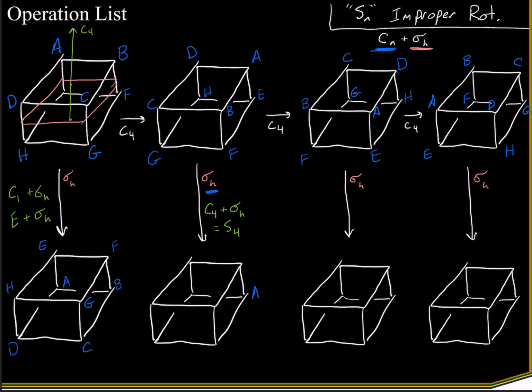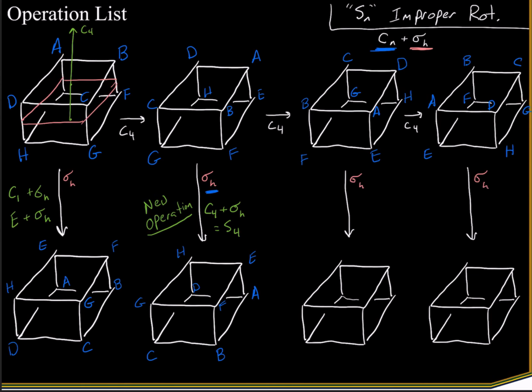So if we were going to go ahead and flip our labels here, we would have A, B, C, and D, E, F, G, and H. So this is that good old rotation reflection. And this is, again, a new operation. Right? So this is something we can add to our list, a new operation, which is this S4.